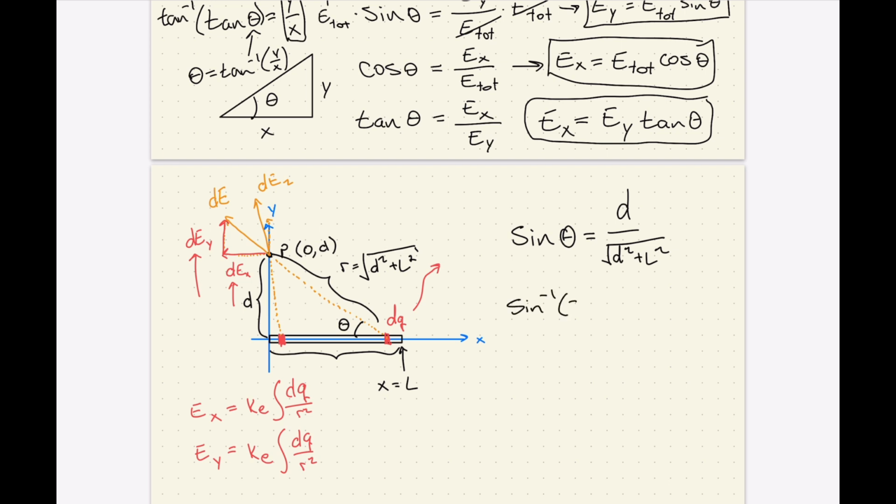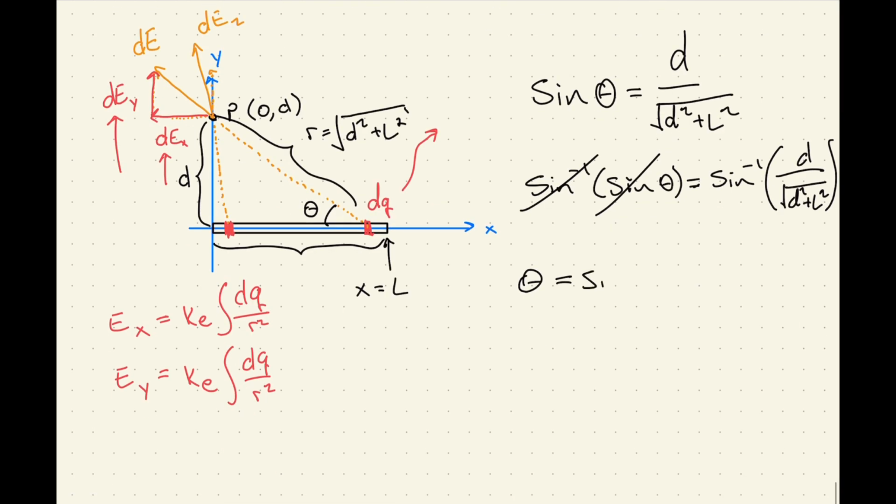Sine inverse of sine theta equals sine inverse of this entire thing, D over the square root of D squared plus L squared. Boom, this sine inverse cancels with this, and this gives us an equation for theta, which is sine inverse of D over the square root of D squared plus L squared. Okay, so this is the actual value for theta.